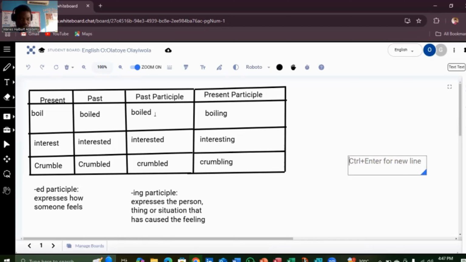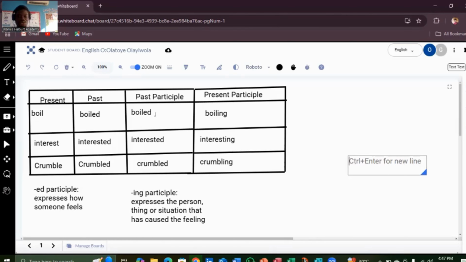So if you look at the word boil here, which has the form of a verb, there is a way we can use it to function like an adjective. For example, I can say a boiled egg. A boiled egg. The word boiled in that expression is an adjective that describes the noun egg.